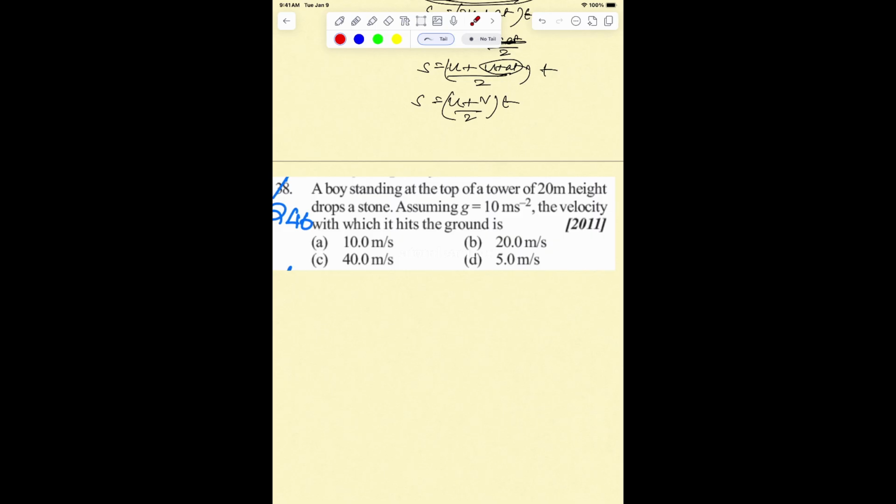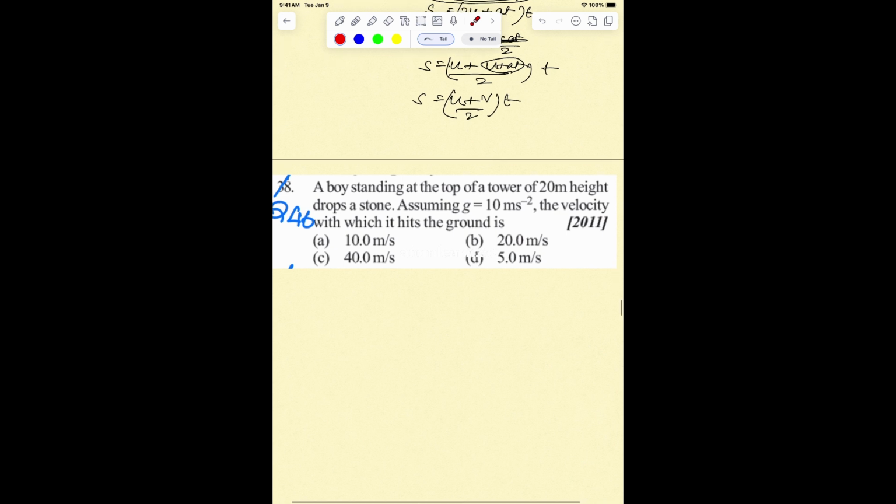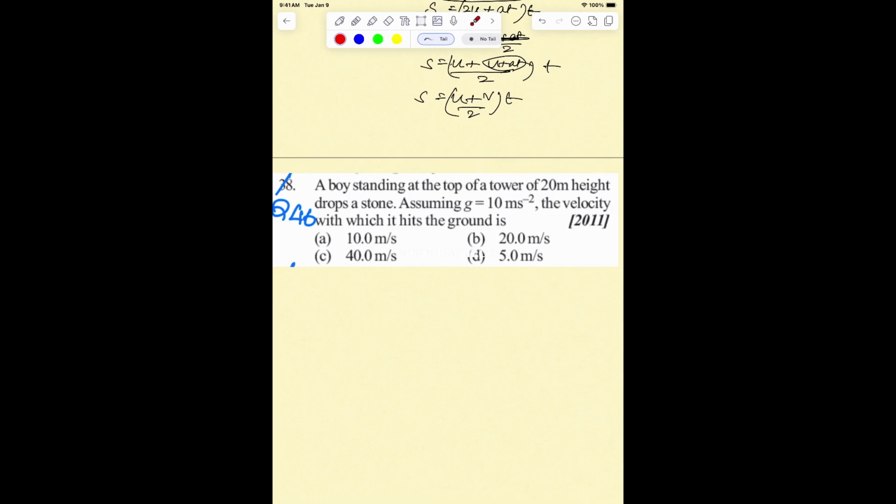Now we take the next question. A boy is standing at the top of a 20-meter tall tower and drops a stone. Assuming g equal to 10 meter per second squared, find the velocity with which it hits the ground. This is dropping, therefore u equal to 0. Now that only one-way travel is involved here, you don't have to worry about putting minus for every one of the variables. You can happily assume everything as plus. No need to put the sign because only one-way direction is involved.